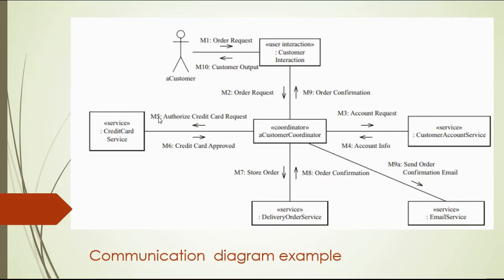Here is an example, which is make order request. Here's the example of a communication diagram. It's the same example as in the sequence diagram. We created a sequence diagram for make order request. Here also the same. As we see here, we have the main actors, which is the user interaction, the customer. So the customer sends the message, and then the message is sent to the coordinator, and the coordinator requests some information from other services.